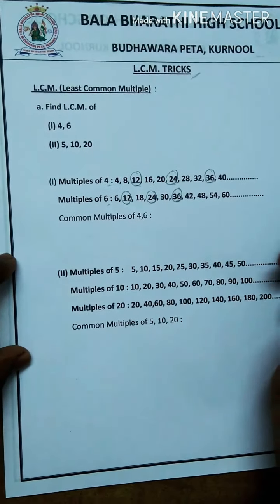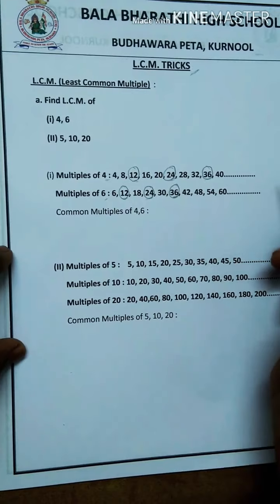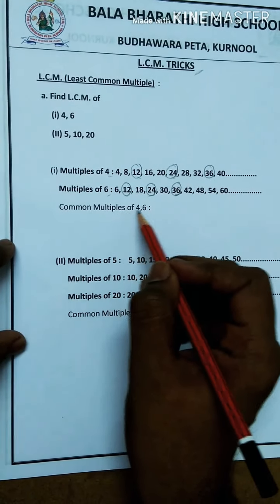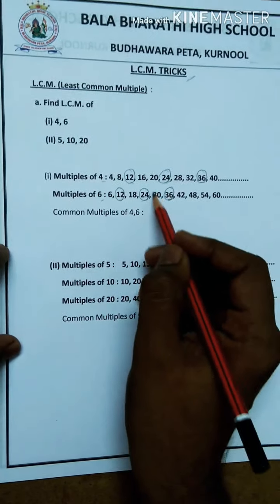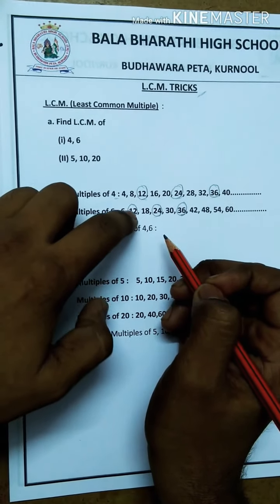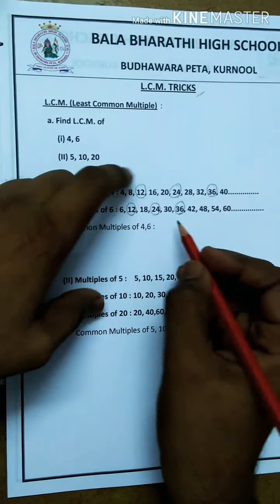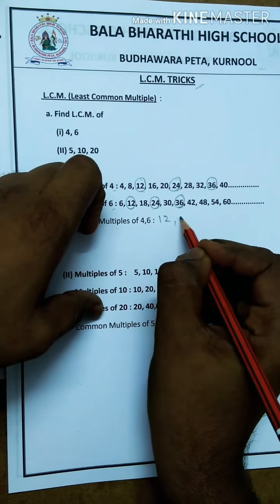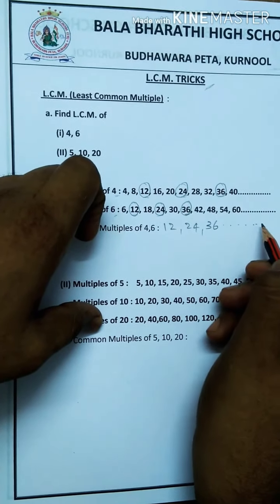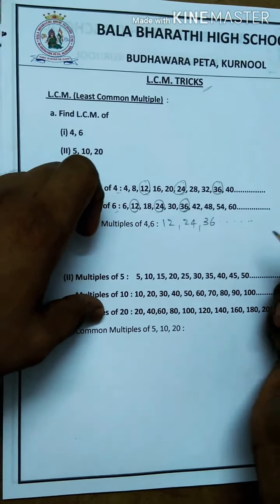Here we will get so many common multiples. I am not taking all those. Now here I have written common multiples of 4 and 6. Write down the common multiples here. What are the common multiples we got? 12, 24, 36, right? And here I will write so on. Why? Because we will still get so many common multiples.